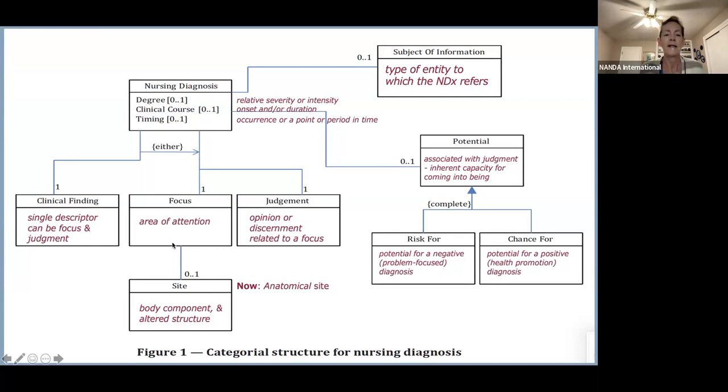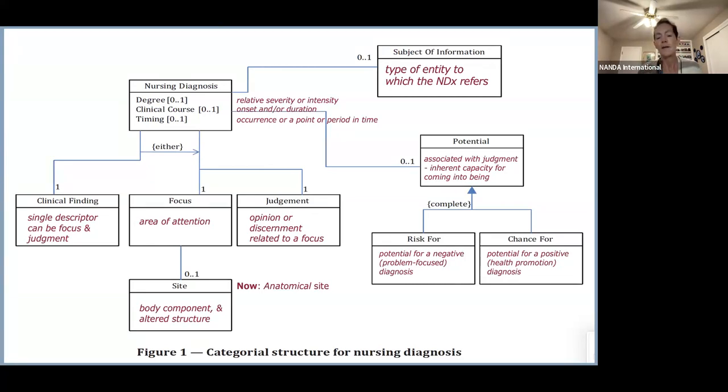And the preferred method is that you have a focus plus a judgment. So here you have the area of the concept, the area of attention. So for example, we would have coping as an area of attention, and then the judgment term, which could be ineffective, or readiness for enhanced, or maladaptive. So this is where you have the focus term, that area of attention, plus the judgment term. This is the preferred method of presenting a diagnosis.